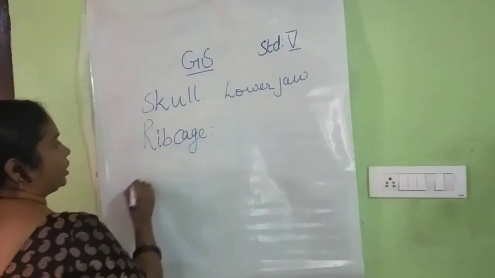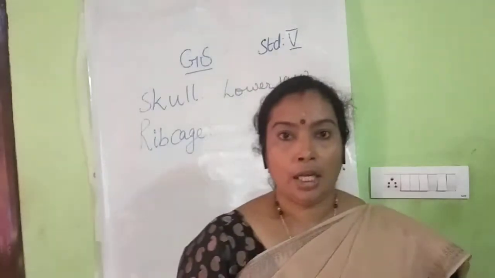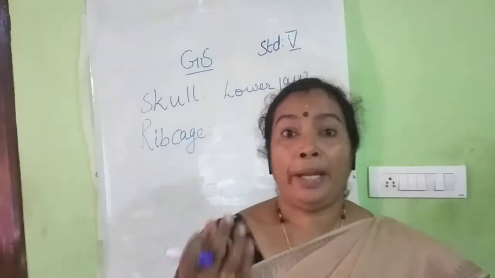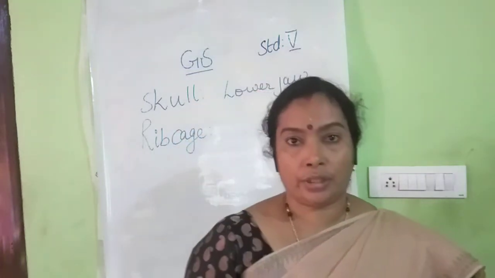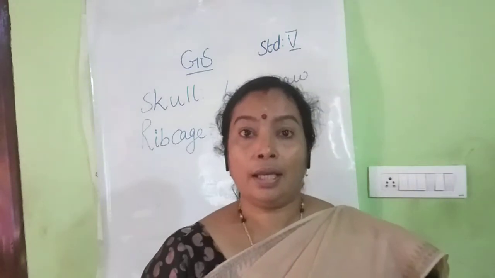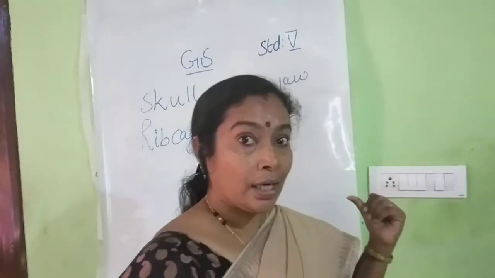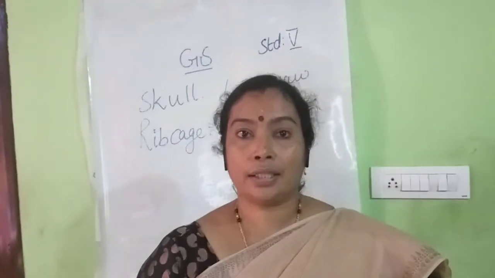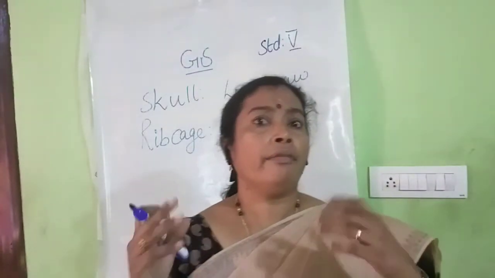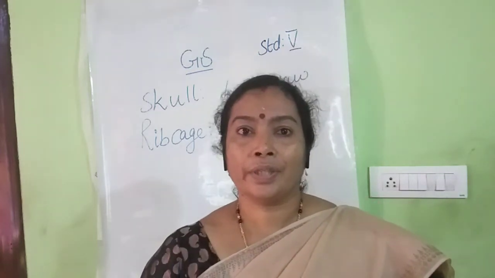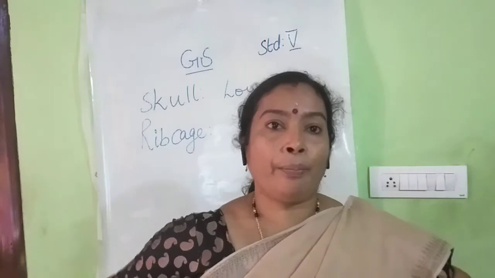R-I-B, C-A-G-E. Cage. Rib cage. Cage, you know what it means. If you are raising pet birds, we put them inside a cage. For what? To protect the birds. In the same way, here the rib cage is protecting some internal organs. Before that, where is the rib cage lying in our body? It is in the trunk part.